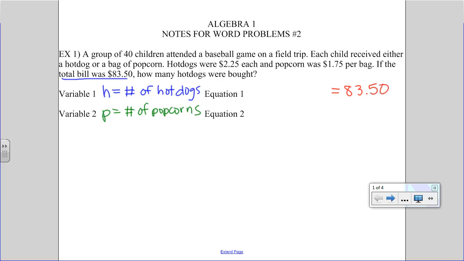$2.25 for a hot dog. So they took $2.25 times each hot dog, correct? And then what else did they do? Well, did they add or subtract? They added. And what did they add on? $1.75 for each popcorn.